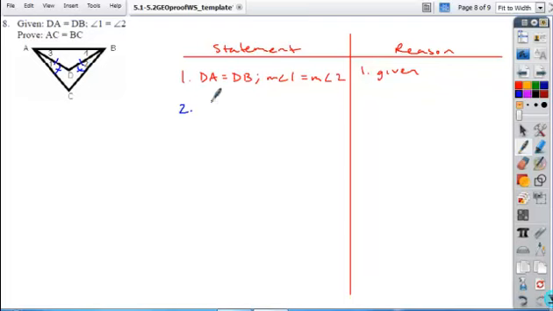So when we look at this whole proof, once again, in order to show that AC and BC are congruent sides, you either need to show they're part of two congruent triangles. So even though we have two triangles here, they're not going to be congruent triangles. So we're not going to use that method.